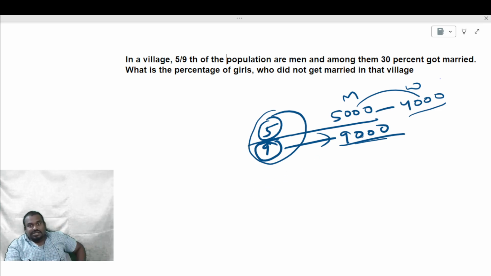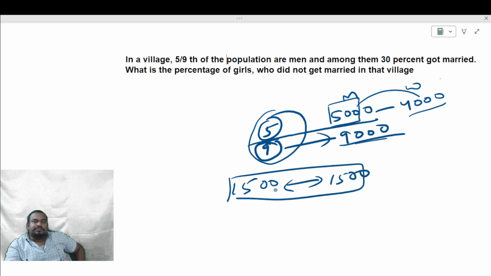So what is the 30% value here? 10% is 500, 30% is 1,500. So 1,500 men will be married with 1,500 women. 1,500 women got married means I will subtract 1,500 here. Then how much is left? 2,500. So 2,500 women are there who didn't get married.